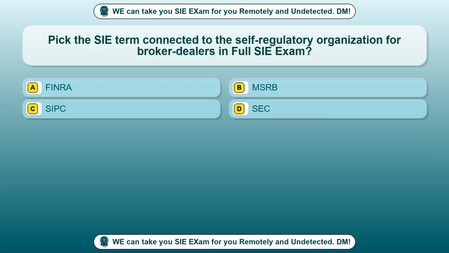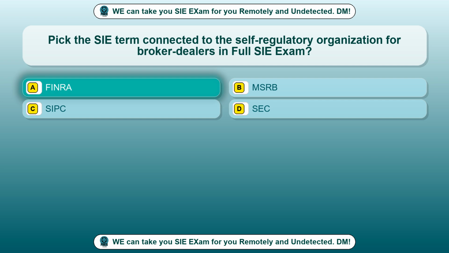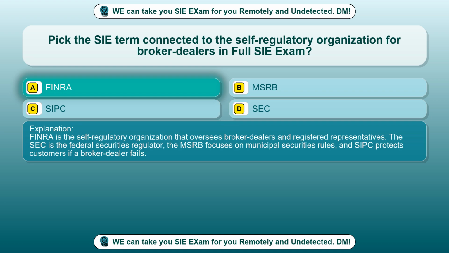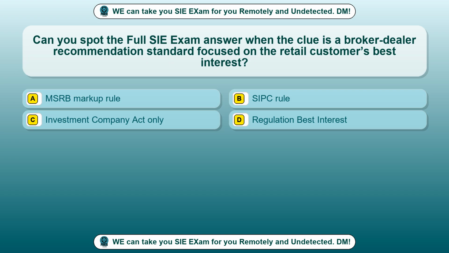Question 78. Pick the SIE term connected to the self-regulatory organization for broker-dealers in full SIE exam. Option A, FINRA. Option B, MSRB. Option C, SIPC. Option D, SEC. The correct answer is option A, FINRA. FINRA is the self-regulatory organization that oversees broker-dealers and registered representatives. The SEC is the federal securities regulator, the MSRB focuses on municipal securities rules, and SIPC protects customers if a broker-dealer fails.